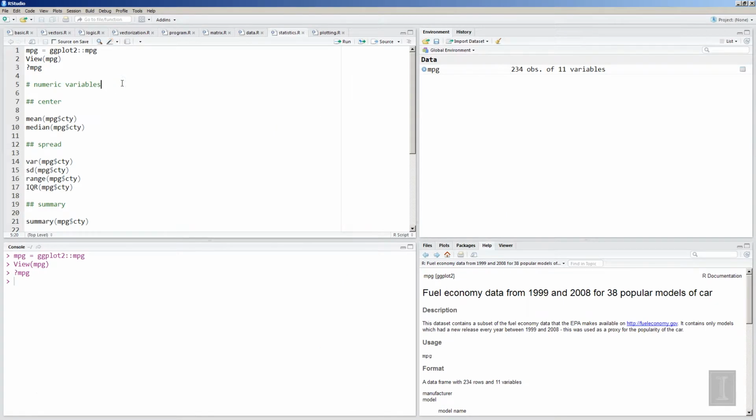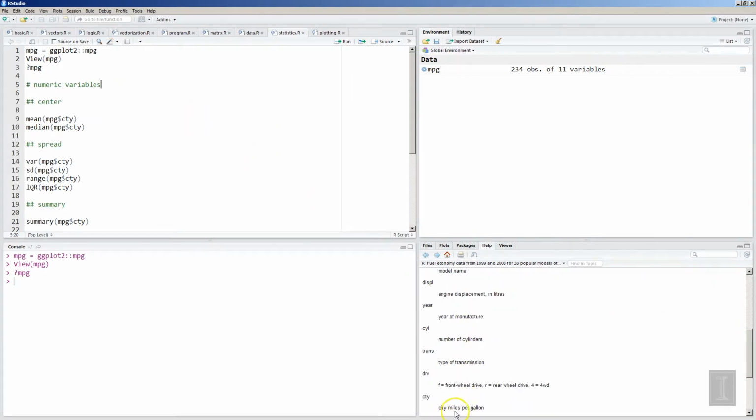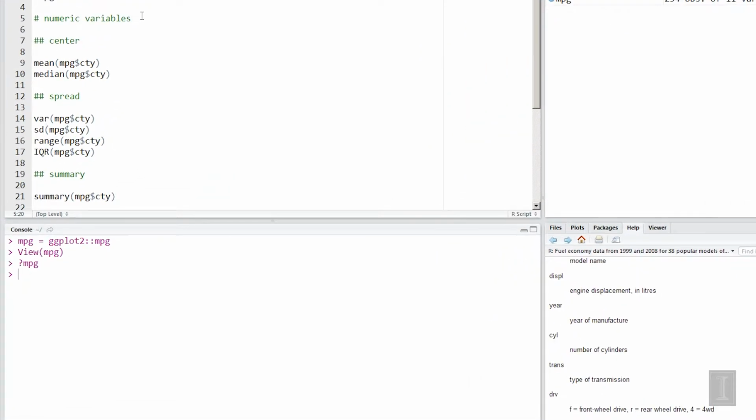We'll want to summarize some of this data. One of the variables we're going to look at is the city miles per gallon. To summarize a numeric variable, which city miles per gallon here is, we'll want to know where is most of the data, so where is it centered, and how spread out is it. So a number of the things that we're about to look at are statistics, and we'll use them now for simple summaries of data, but we'll discuss them in much greater detail later.